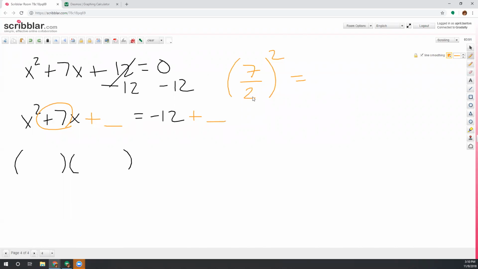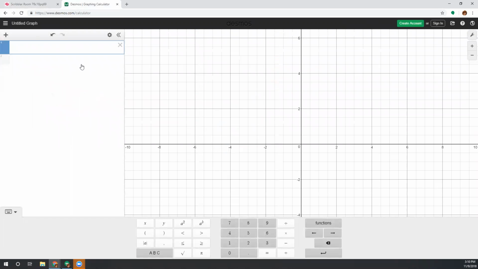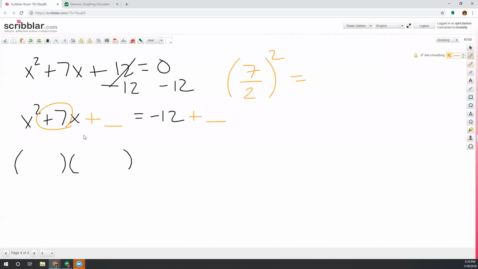So this time we are going to get a decimal. The Desmos Calculator can actually do regular calculations as well. If you don't type any variables, we can just type in the 7 divided by 2. Gives us the 3.5, because we had to do what was inside the parentheses first. And then we square that number, 3.5 squared. So 12.25 is the number that we add to both sides.